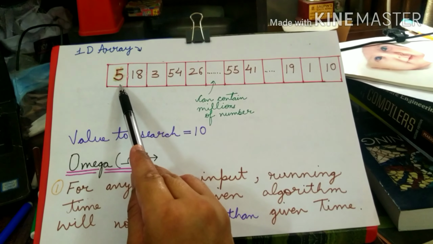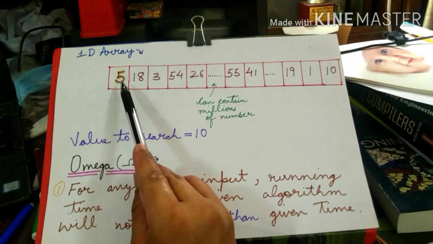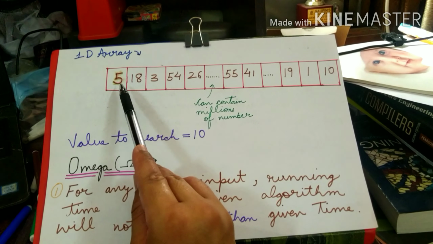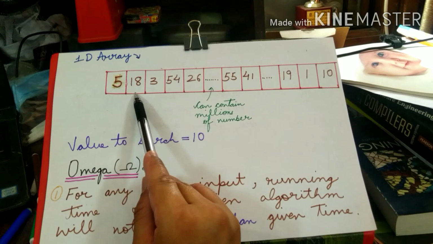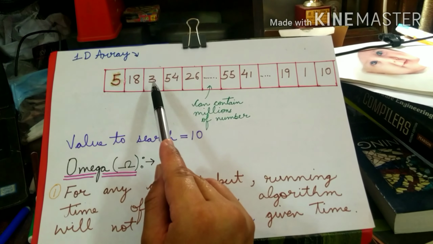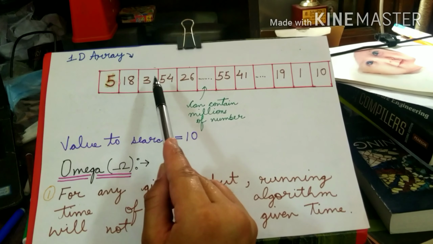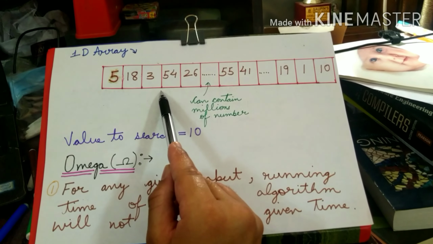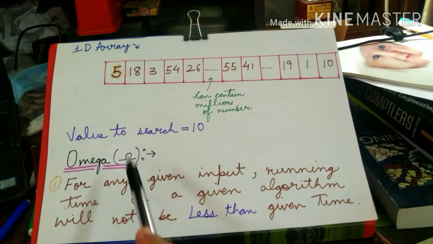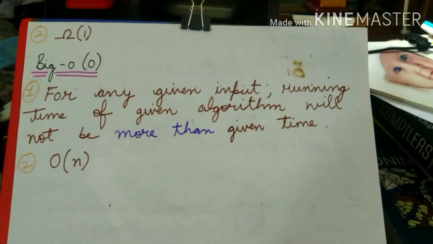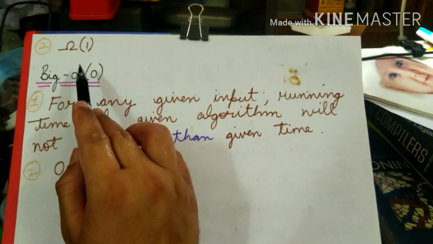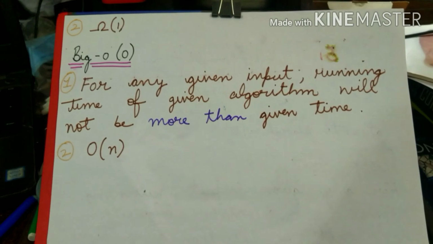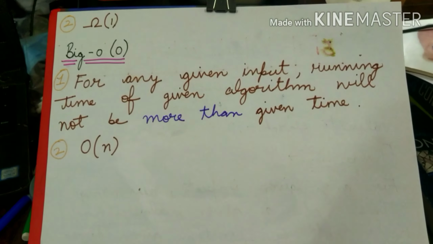So how much time does it take? It will take 1 unit of time to check the first cell. And the second cell, it will take 2 units of time. Third cell, it will take 3 units of time. And the fourth cell, it will take 4 units of time. So similarly, the minimum time is 1 unit of time. Hence, we write omega 1. Why do we write omega 1? Because the minimum time the algorithm takes is 1 unit of time.